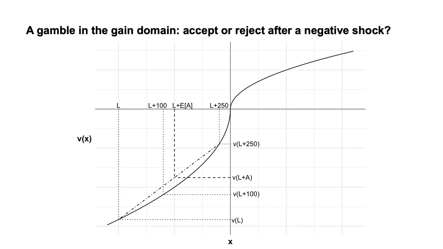Due to the convex curvature of the curve in the loss domain, Bill is risk-seeking. As a result, the utility of the gamble is greater than the utility of the certain outcome. This can be seen in V of L plus A being greater than V of L plus 100.